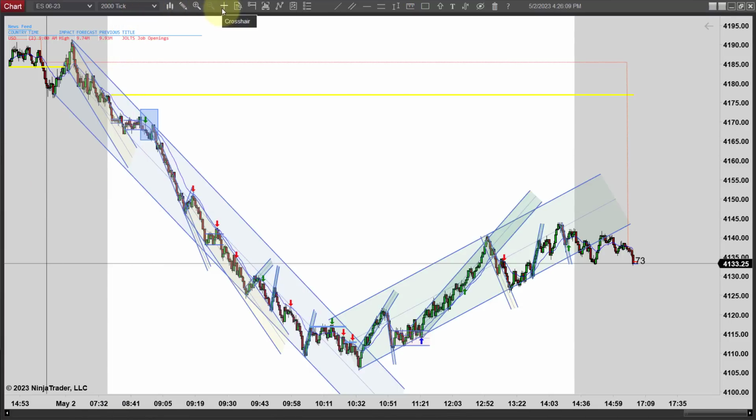But here it is, and you can see how brutal. Let me get this crosshairs off here. You can see how brutal this sell-off was. Very, very strong sell-off. Spent more than half of this sell-off in the lower half of the two-tiered range.